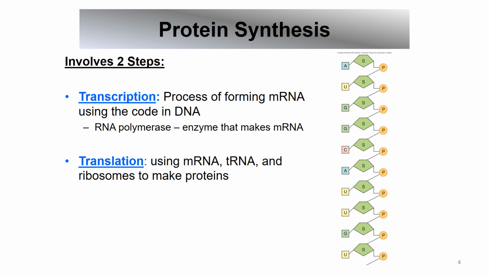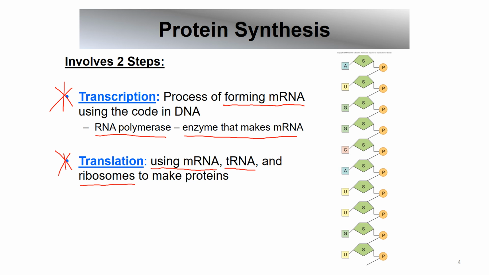Protein synthesis. This slide is important. It's talking about how there are two steps of protein synthesis: transcription and translation. Know that transcription really is just making mRNA by using the code in DNA. RNA polymerase is the enzyme that makes mRNA during this step. Then this mRNA is used for translation. But in addition to mRNA, we're going to see tRNA molecules and ribosomes used to make proteins.